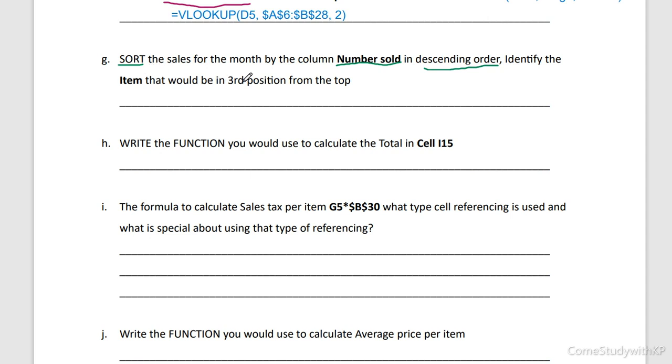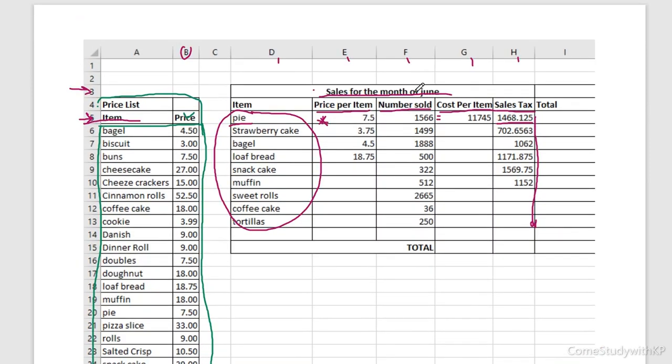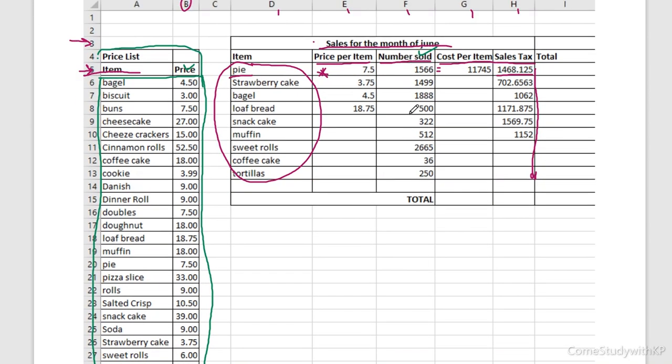So when we're sorting numbers in descending order, we're going to go from largest to smallest. So we're looking for the column number sold, that's it here. And we're going to sort from largest to smallest. So the largest number here is this one, and this one, and this one.